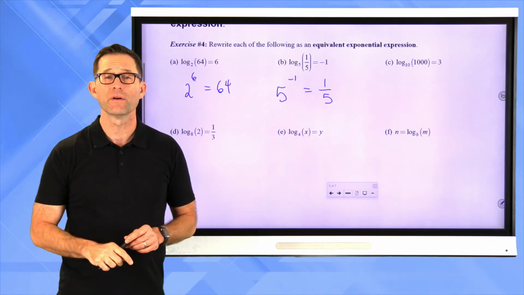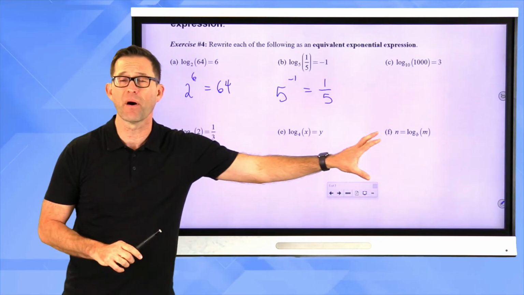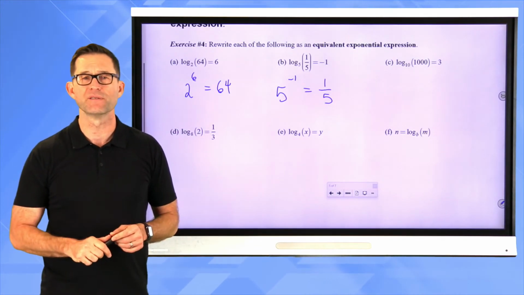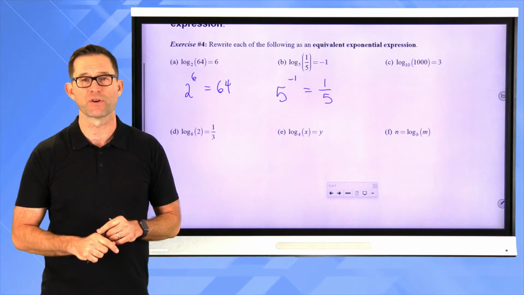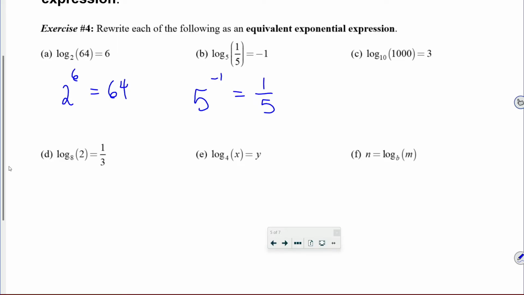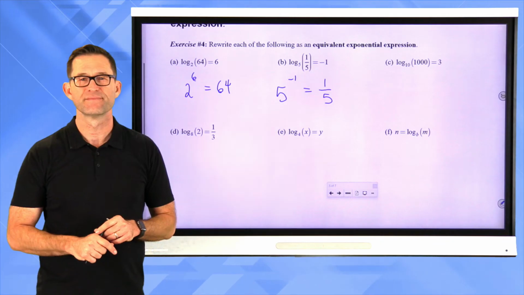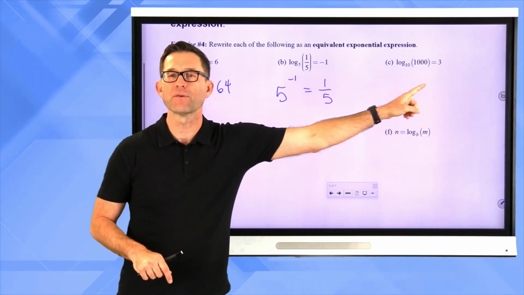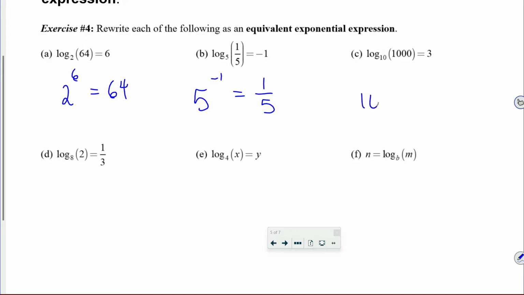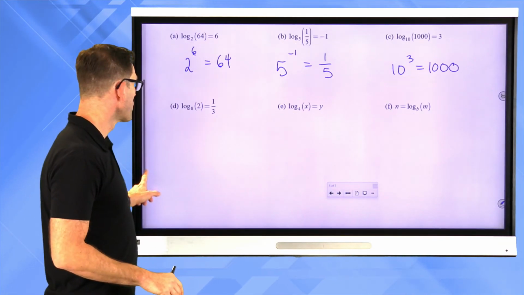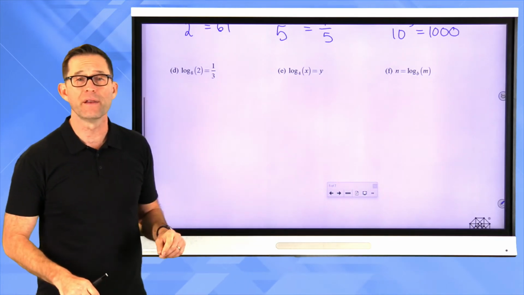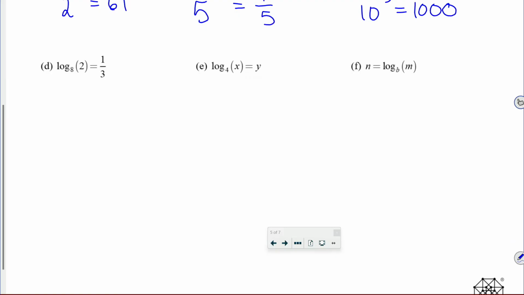Let's see if you can do the rest of these things, and I know they get a little symbolic down here, but see if you can do the rest of these things by writing an equivalent exponential expression. All right, let's do it. The log base 10 of 1,000 is 3 is exactly the same as saying 10 to the 3rd is equal to 1,000. Whoops, is equal to 1,000, not 100. That would be 10 squared. Now, these might look a little bit worse down here, but they really are basically the same idea. The log base 8 of 2 is equal to 1/3 is exactly the same as saying 8 to the 1/3, right, which is the cube root of 8, is equal to 2.